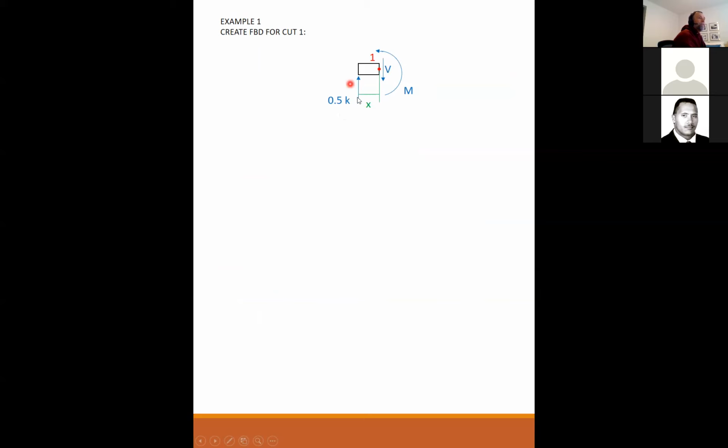So all I have is my end reaction, positive moment, positive shear. I find my shear is equal to a half kip, but what I really want is my moment. So I sum my moments. I have a half kip times x minus M, so that M is equal to 0.5x kip-feet. And this is valid between 0 and 15 feet.